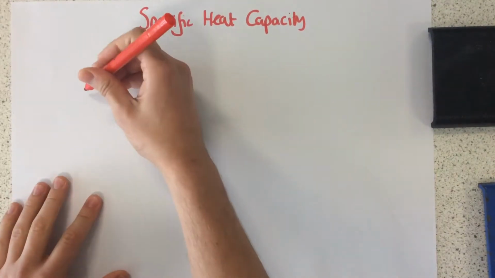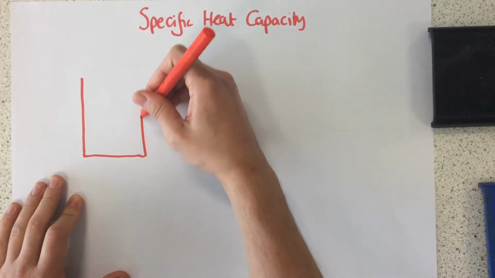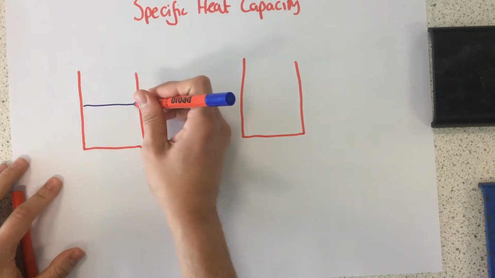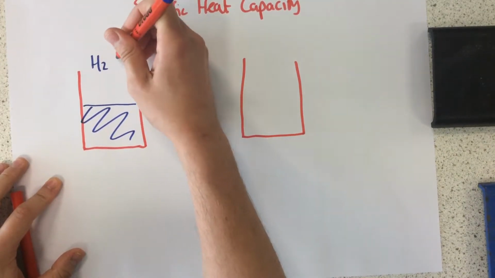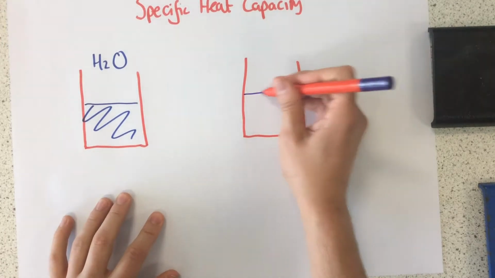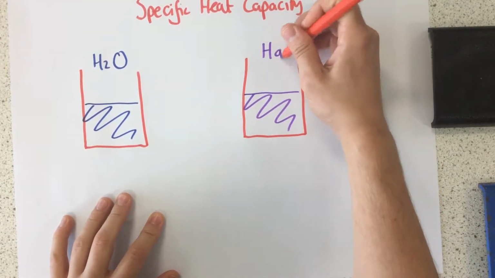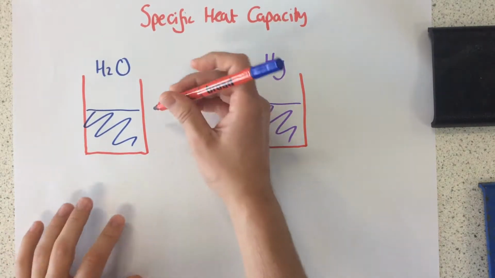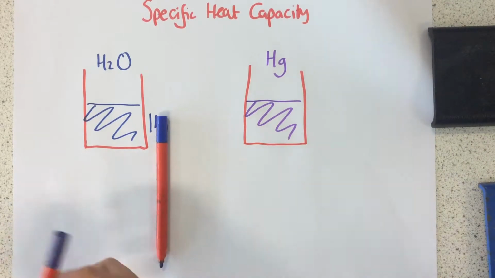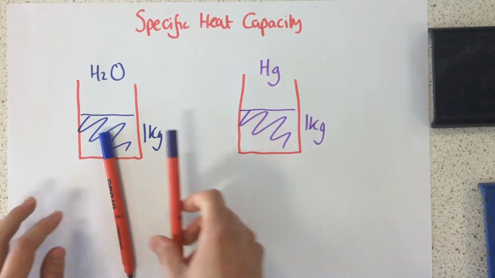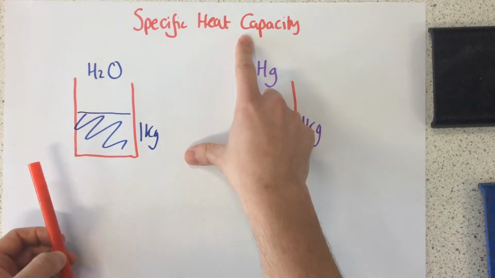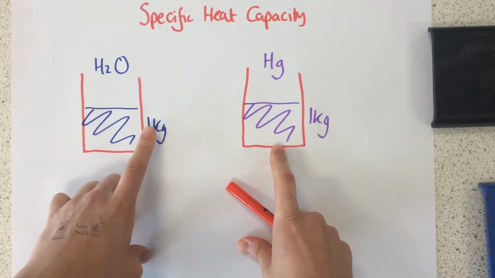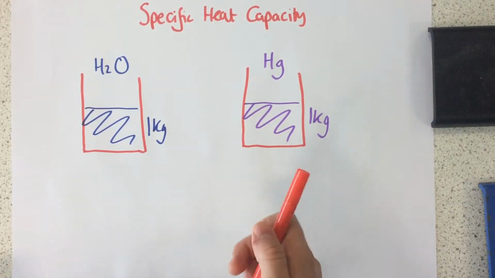So let's just imagine this. Let's say I have got two substances here. This first one here is water, and this substance here is mercury, which is a metal, but it's liquid at room temperature. Let's say I've got a kilogram of each of them. So what specific heat capacity actually means is how much thermal energy is required in order to raise 1 kilogram of this by 1 degree Celsius.